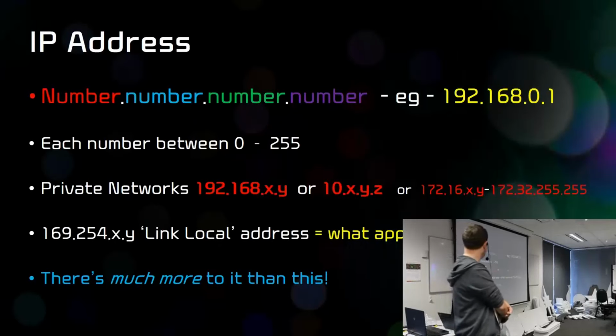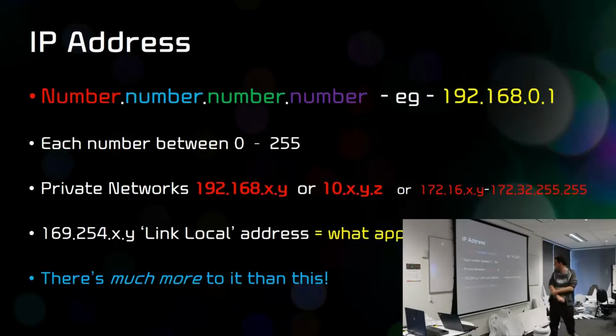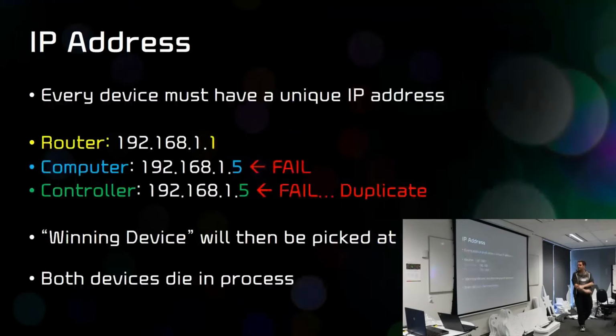If you start seeing 169.254 something dot something, that means it hasn't worked. If DHCP fails, that's the address that's going to appear. And again, there's much more to it, but we'll be here all day otherwise. The thing worked that time.